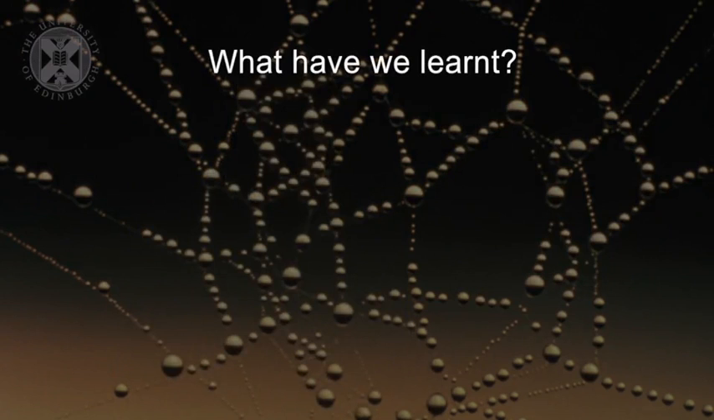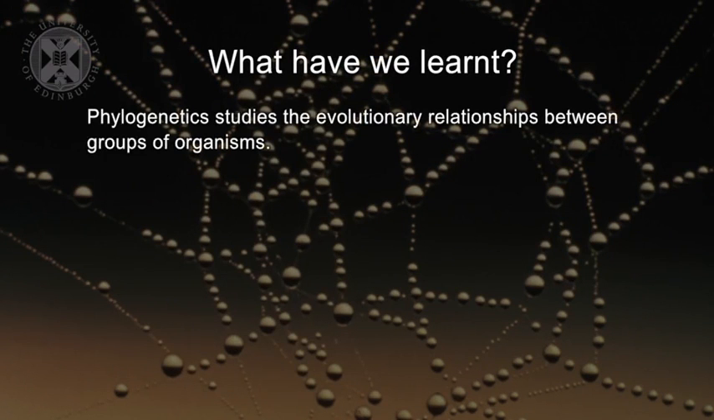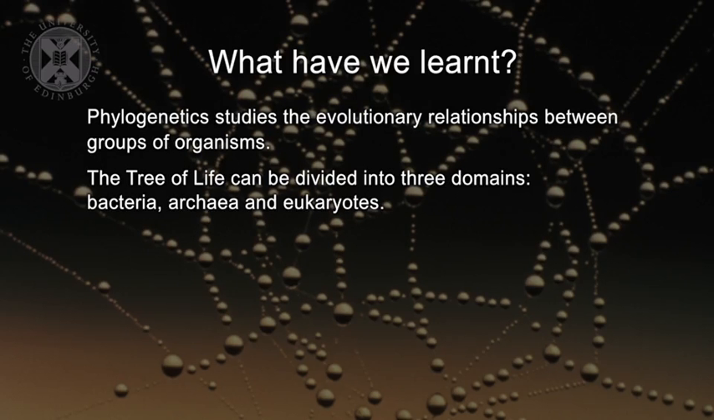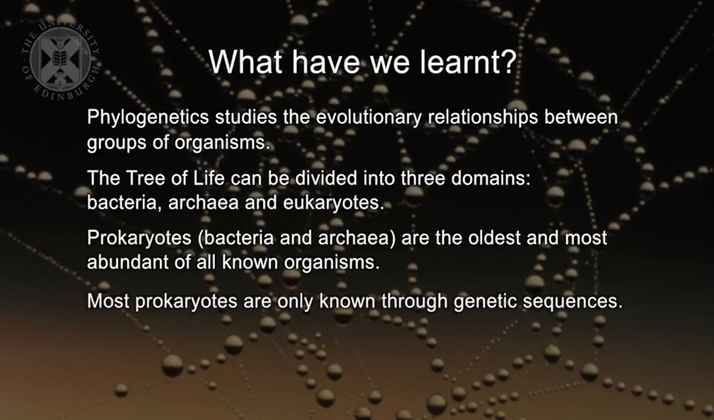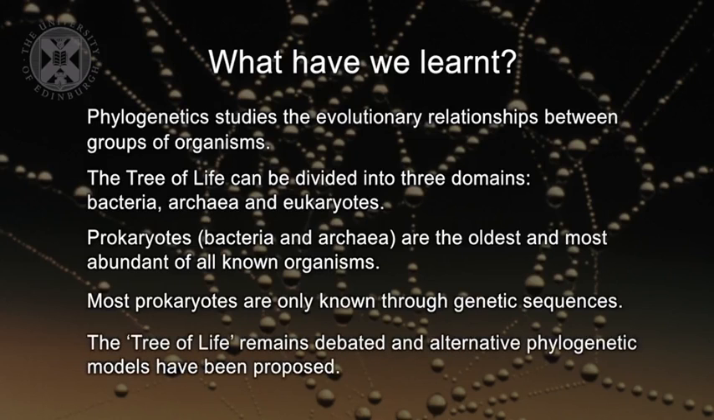So what have we learned? We've learned that phylogenetics studies the evolutionary relationship between groups of organisms. The tree of life can be divided into three domains: bacteria, archaea, and the eukaryotes, including us. Prokaryotes, which broadly include bacteria and archaea, are the oldest and most abundant of all organisms, and most prokaryotes are known only through their genetic material, the genetic sequences. The tree of life remains debated, and alternative phylogenetic models have been proposed. But this is yet another task of astrobiologists, to understand what the earliest common ancestors to life on Earth were, how the phylogenetic tree developed, and the relationship between organisms on the Earth.